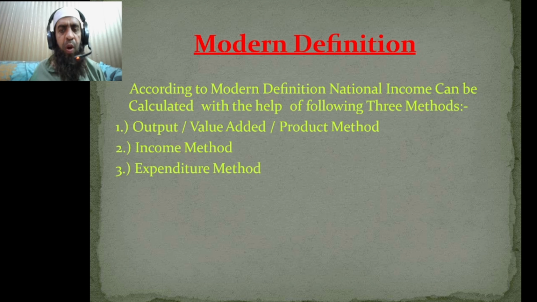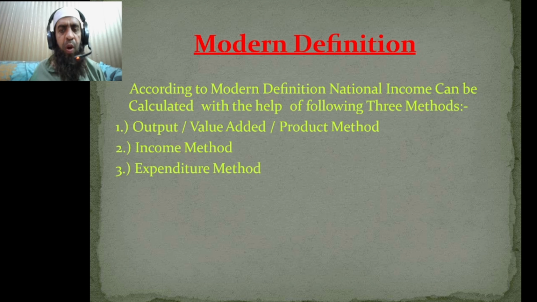Output method, that is called value added method or product method. It is the method which measures the national income by estimating the contribution of each producing enterprise to the production in the domestic territory in an accounting year, or in simple words, it is the final value of goods and services produced in an accounting year. In order to calculate national income, there are two methods discussed below. One is the final output or product method. Second is the value added method.